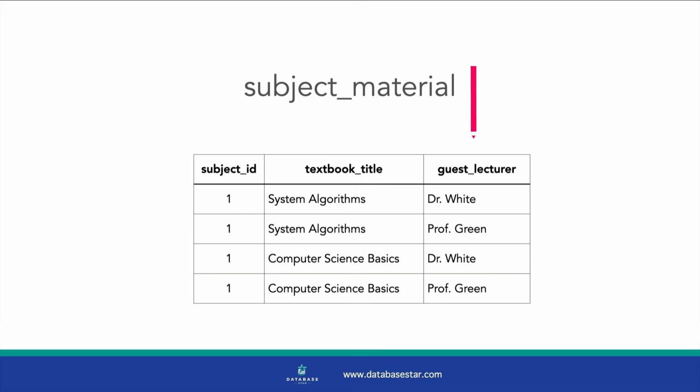However, the list of textbooks and the list of guest lecturers are actually independent. They are not related to each other. By combining this data into a single table, we have created unnecessary combinations. If we need to add a new lecturer, it means adding new textbook values. How can we fix this?